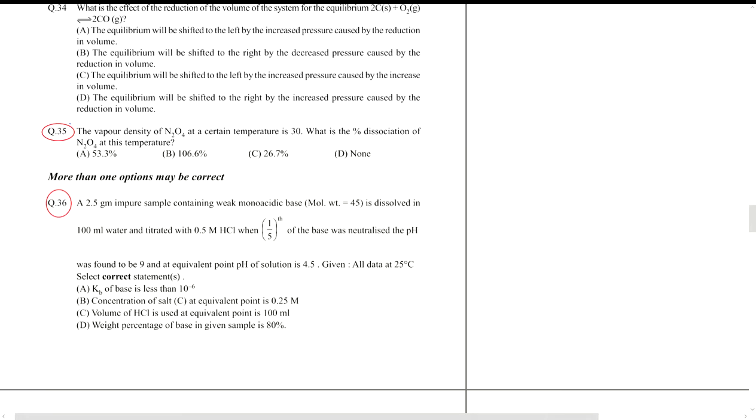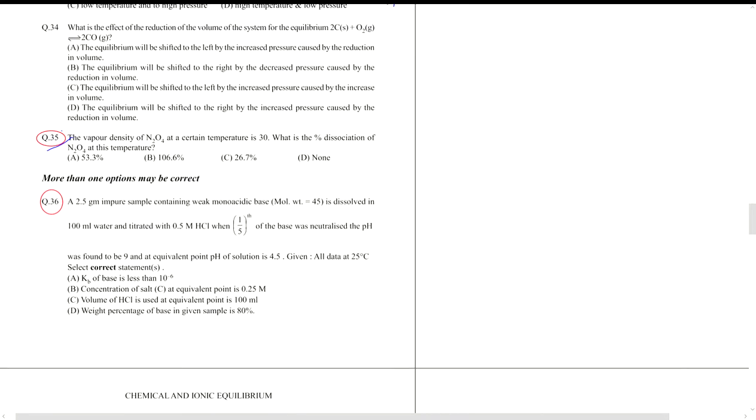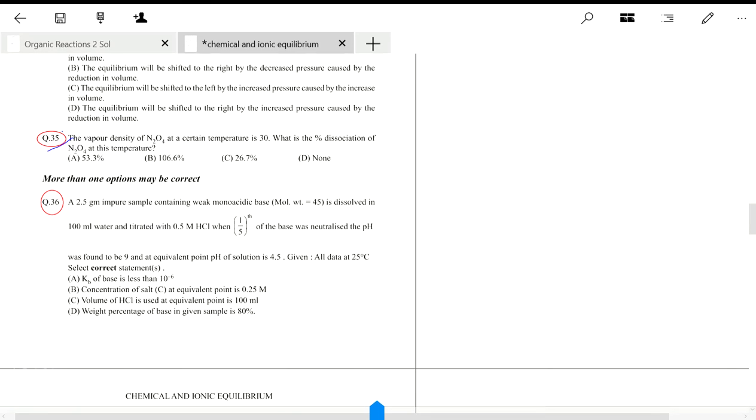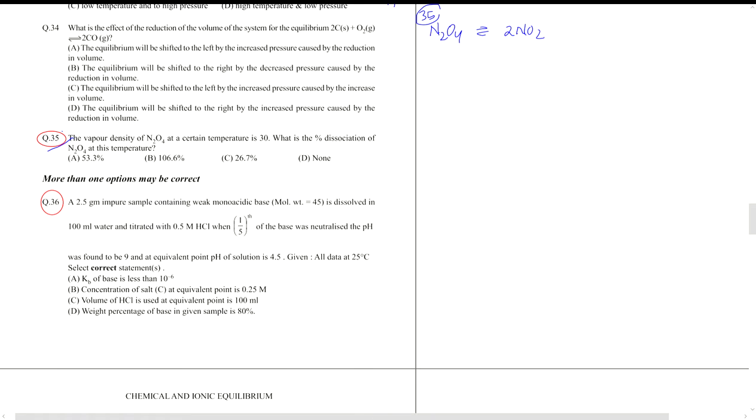In question 35, the vapor density of N2O4 at a certain temperature is 30. Percentage dissociation is asked. So we write the dissociation of N2O4. Vapor density is 30. Basically we have to deal with average molar masses, and while dealing with averages, we can always take the initial moles as 1. At equilibrium, if this is 1 minus alpha, then this is 2 alpha.